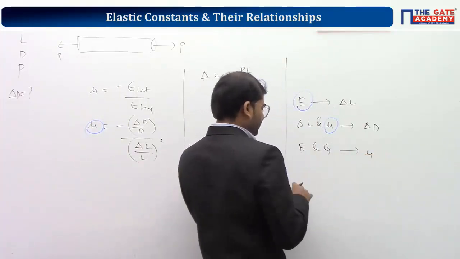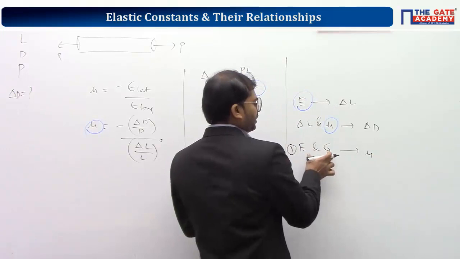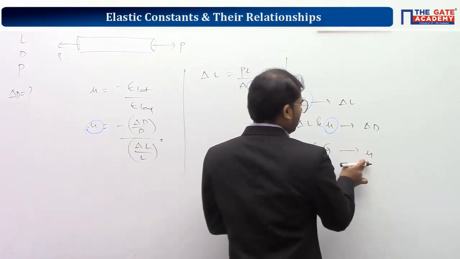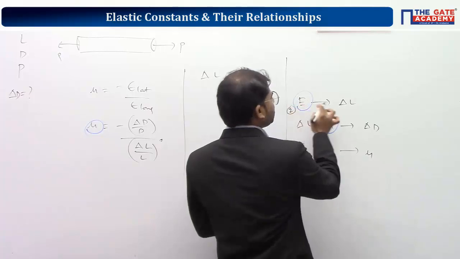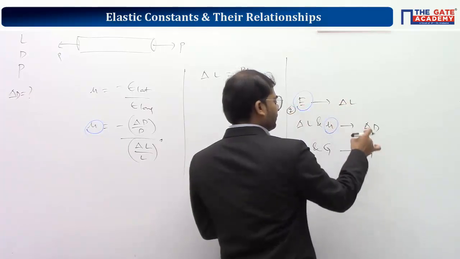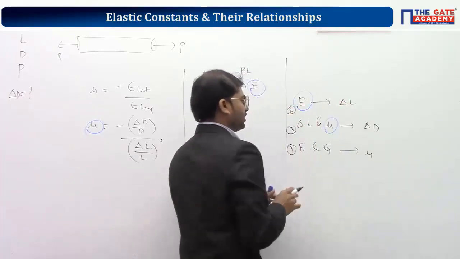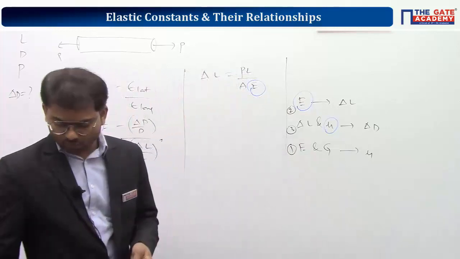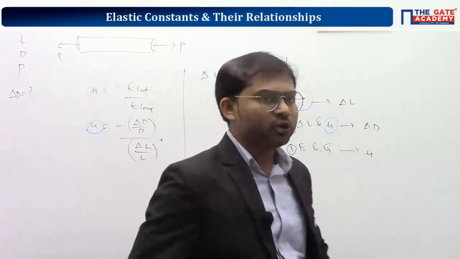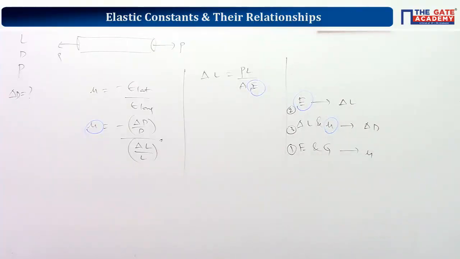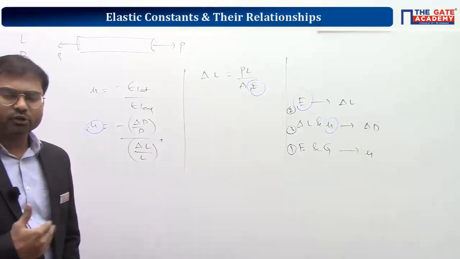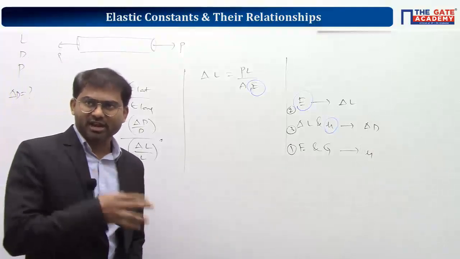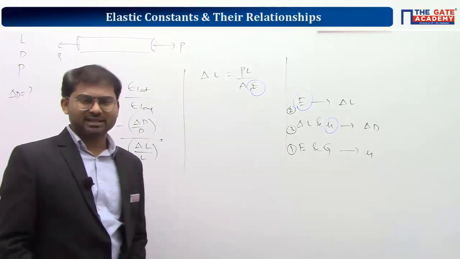So this is the first step: using Young's modulus and rigidity modulus, we'll get the value of Poisson's ratio. Using Young's modulus, we'll get the change in length. Then using change in length and Poisson's ratio, we'll get the change in diameter. That is how we get the answer for this question. So the correct answer is actually D. Don't worry that you got a wrong answer, because you have tried, and that itself is basically the expectation here.